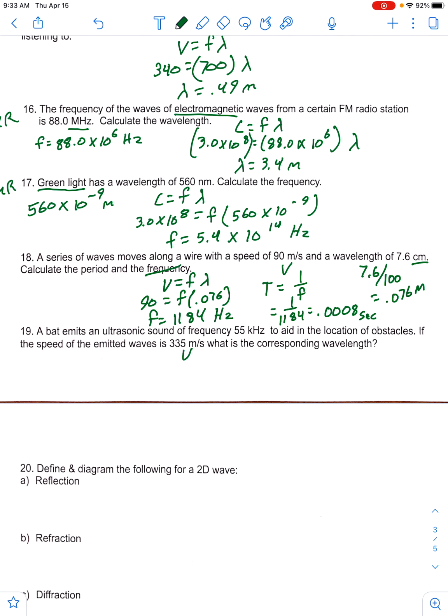So that's kilo. I know my velocity, so I'm going to use velocity equals frequency times wavelength. Velocity is 335. Frequency is now 55 times 10 to the 3. And my wavelength, I don't know, so I'm going to leave it as that. So take 335, divide it by 55 times 10 to the 3, and you should get a wavelength of 0.006 meters.